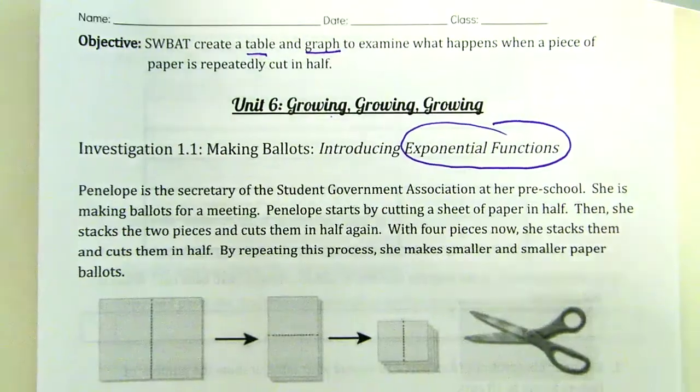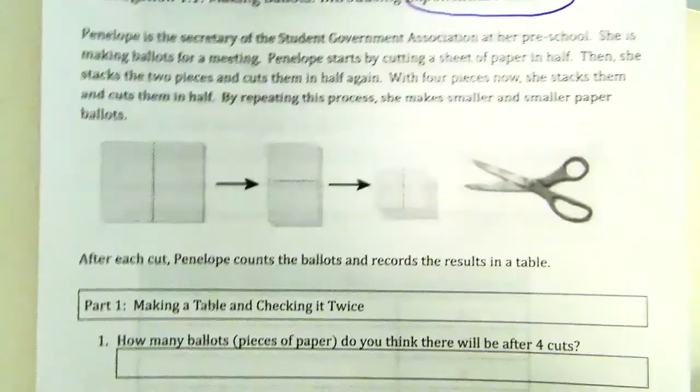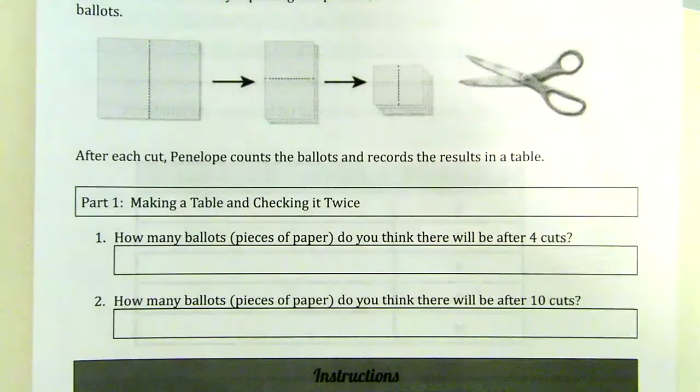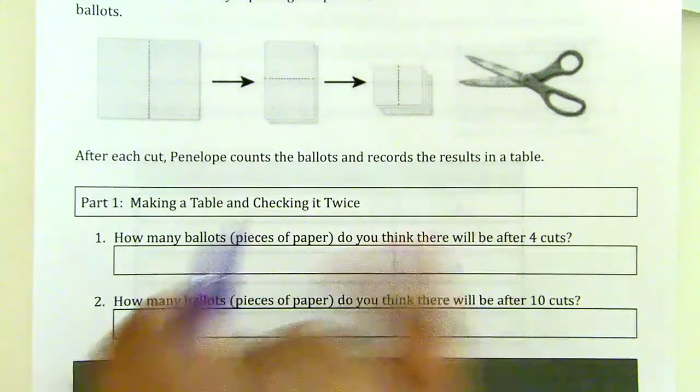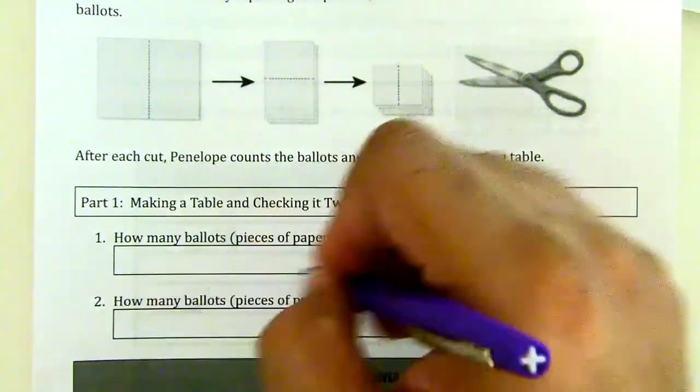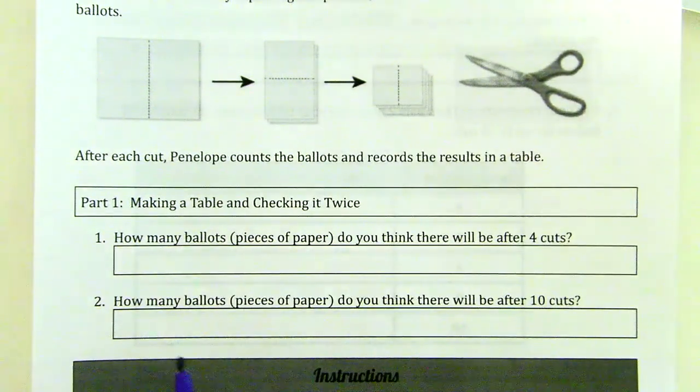Okay, so what we're going to do first is you're going to make a prediction. So I want you to write down how many ballots, the ballots again, those are just the little strips of paper that she gets after she cuts it. So how many ballots do you think there are going to be after just 4 cuts? You're going to type in your response here. Then how many ballots do you think she's going to have after 10 cuts, right? So just make a prediction. Doesn't have to involve much math. What do you think, right? She cuts it 10 times. How many papers are there?